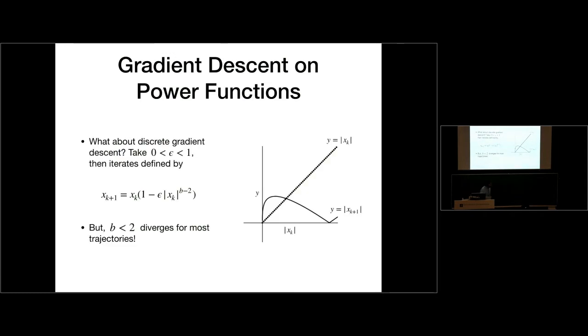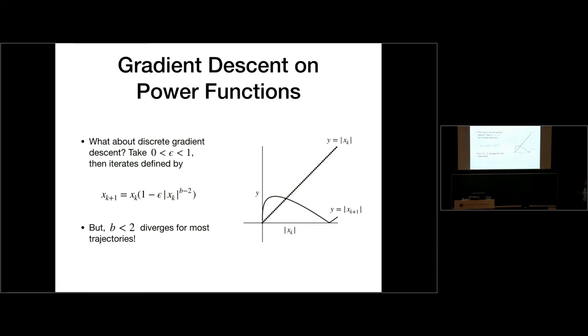Okay. So let's take a step size less than 1. The iterates of gradient descent can be described by this equation. So you're at a point x_k, and you multiply it by 1 minus epsilon times this. It turns out that for b strictly less than 2, this diverges for most of the trajectories.